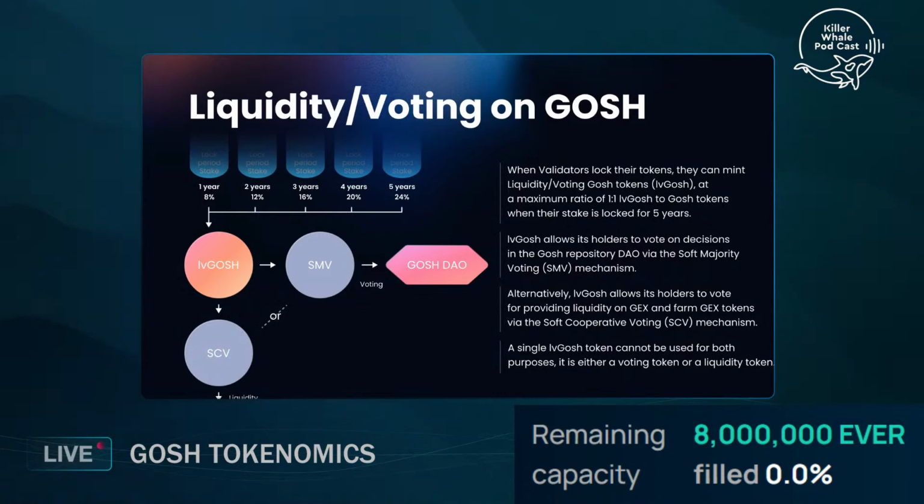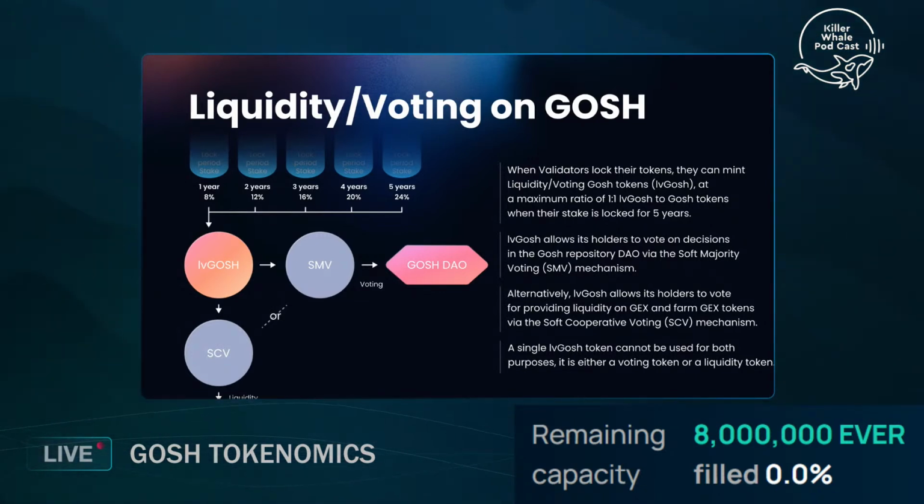Now, once you lock your tokens, you can do two things with them. So it doesn't end there. One thing is that you can vote with them in a GOSH DAO repository through the SMV protocol. And you can see how it works. If you go to gosh.sh and start a repository, it will then launch a DAO immediately. And you can vote, for example, for a merge into the main branch. Yeah, and that's how the voting works.